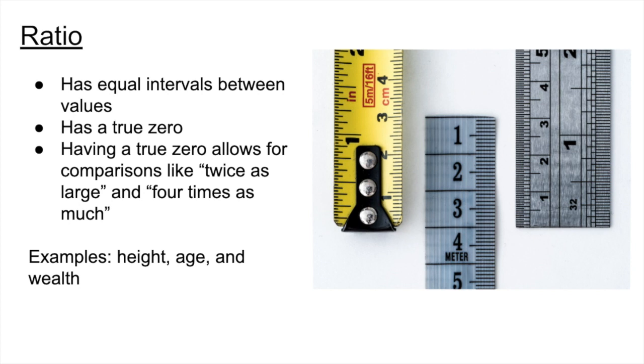Lastly, we have ratio variables. Ratio variables have equal intervals between values. They also have a true zero. So the presence of zero indicates the complete absence of the variable. Because there is a true zero, we are allowed to make comparisons such as twice as large and 4 times as much. Just like interval variables, ratio variables can be continuous or discrete, all depending on how the variables are measured. Some examples of a ratio variable include height, age, and wealth.